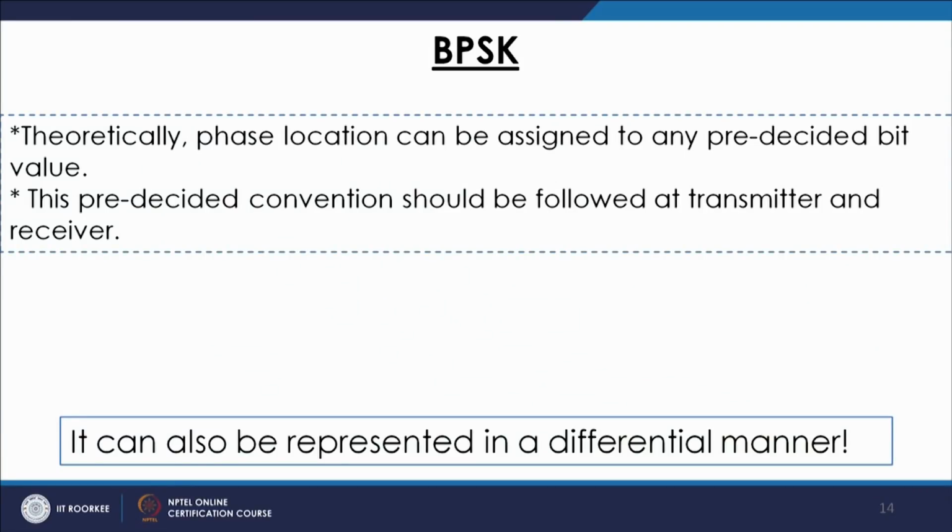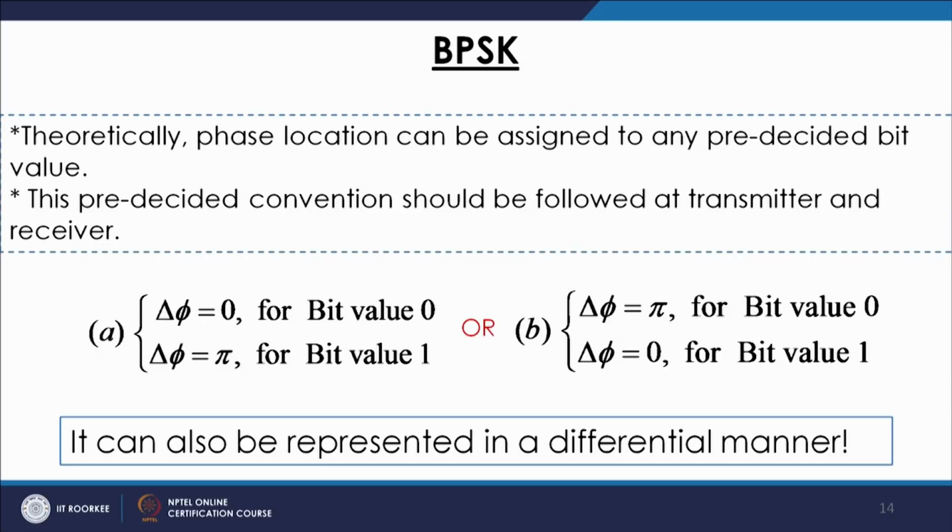Theoretically, a phase location can be assigned to any pre-decided bit value. This pre-decided convention should be followed at the transmitter as well as the receiver, then it should be able to decode it properly. So, we can choose this shift in phase to be 0 and it will represent bit value 0, or we can choose pi and it will be for bit value 1. Alternatively, we can choose del phi equal to pi for bit value 0 and phase change of 0 for bit value 1. As long as the same convention is used at both the transmitter and the receiver, we are good.